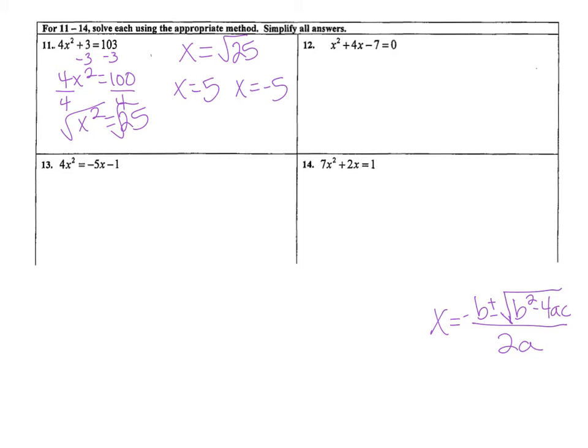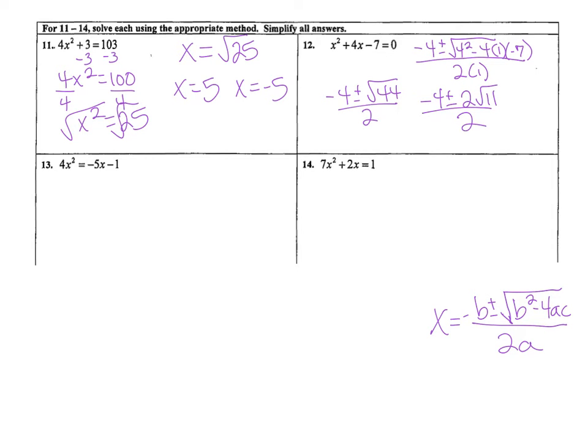Okay, here we go. For number 12, I could do completing the square, or I could do the quadratic formula. Let's do the quadratic formula. Negative b plus or minus the square root of b squared minus 4 times 1 times negative 7, all over 2 times 1. Here's what you end up getting. The 44 can break down: 4 times 11. 2 rad 11 all over 2. I'm going to do this in a different color to show you how they simplify, because they do. This 2 goes into this 2 and into this 4. My final answer is negative 2 plus or minus rad 11. That's it.